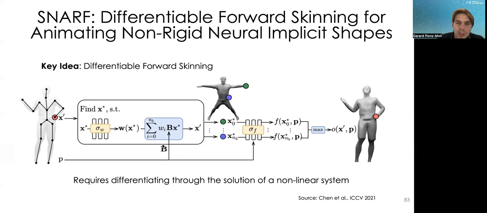But if you inspect this carefully, x star is not known. You only know x prime. You start with x prime, but you don't know x star. So this requires differentiating through the solution of a nonlinear system. And this is the linear system that you need to solve. And so the question is, how do you do this?